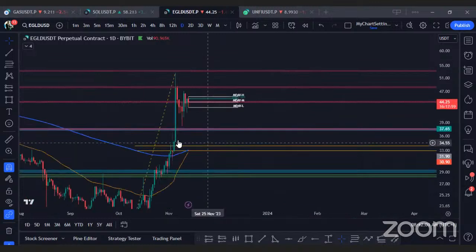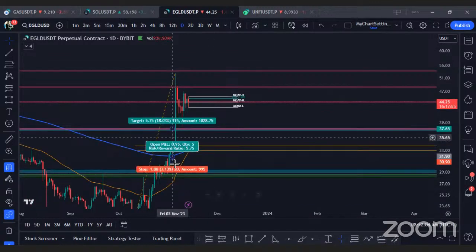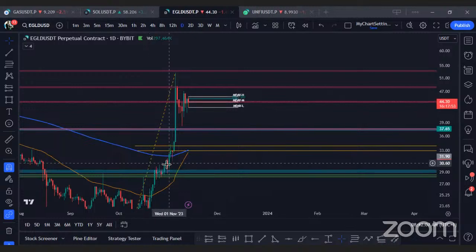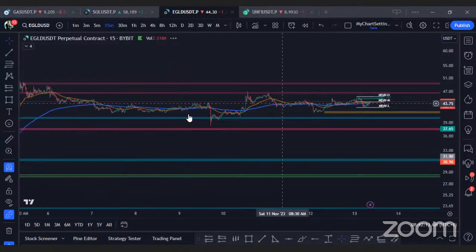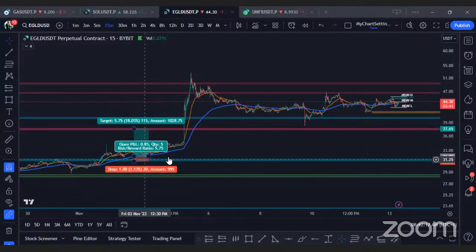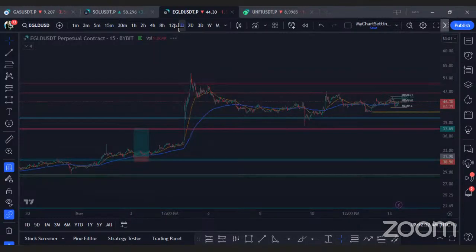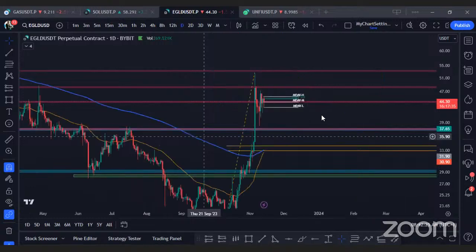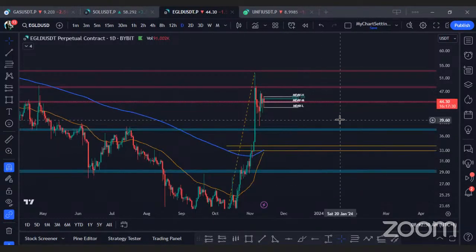So for EGLD, I think I have some setup there. Look at that, it played out nicely, actually. What were we looking at there? Somewhere around the EGLD before we had that form. Yeah, this one. So we had the pump already. I didn't take that trade. So if you took that trade, congrats to you.